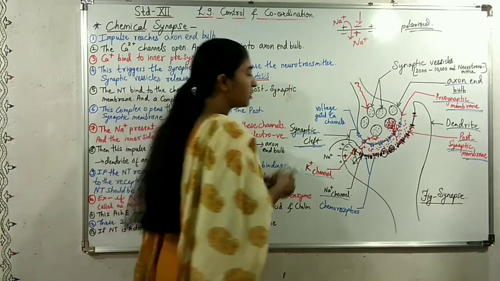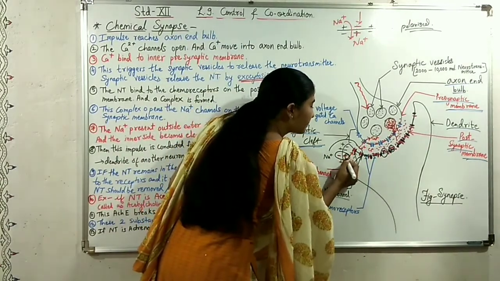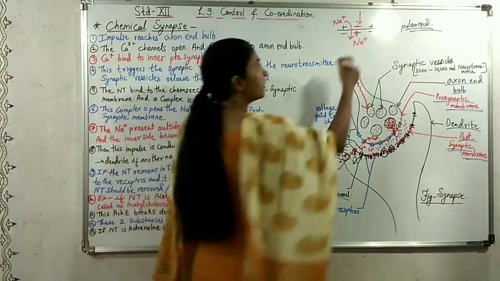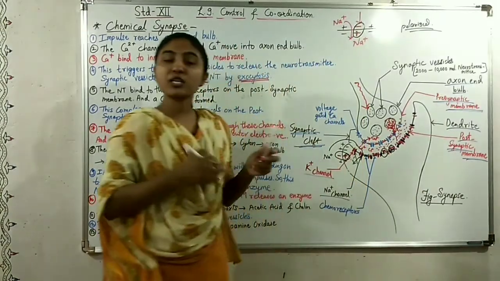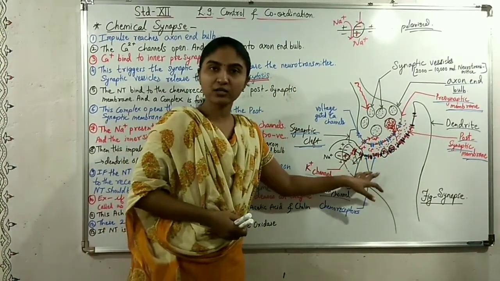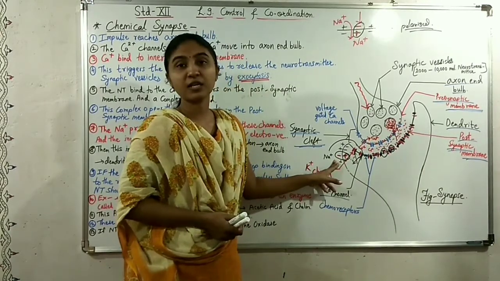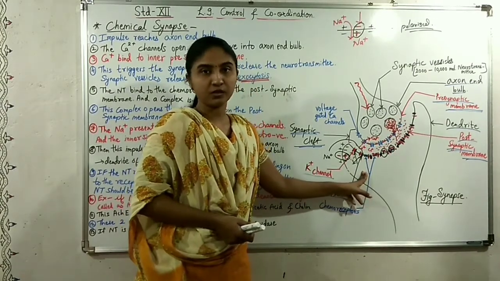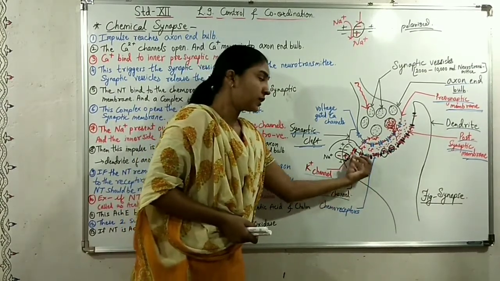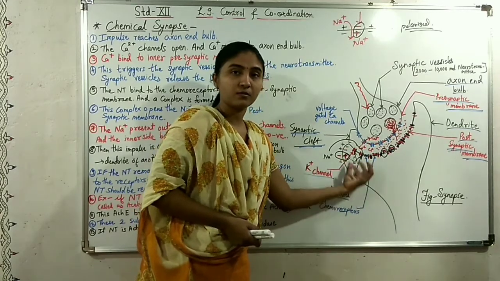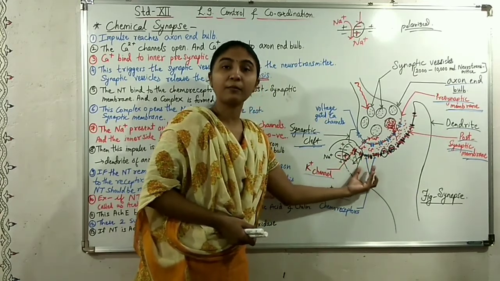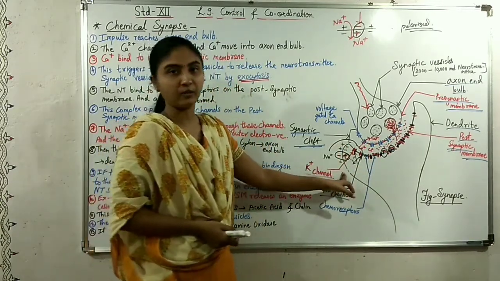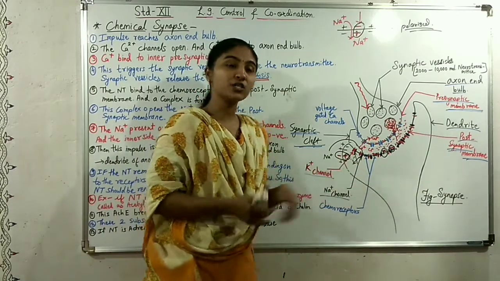Now here the complex is formed, and we say that the impulse has been generated. As the charges get exchanged, we say that the impulse has been generated. As the sodium ions enter inside the membrane, they turn the electronegative charge inside into electropositive and the outer side becomes electronegative. Here we say that the impulse has been generated.